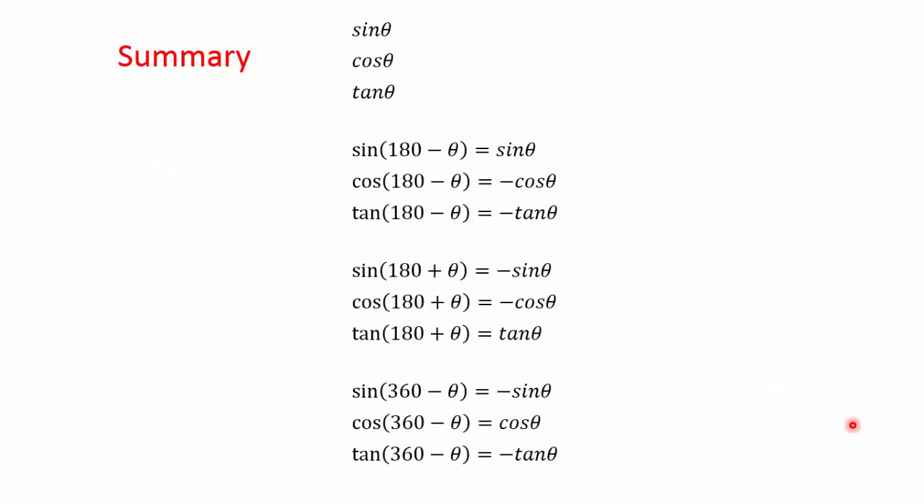So after all that, the following page is what you need to know. You need to know that when theta is between 0 and 90, everything stays the same. When it's between 90 and 180, these relationships hold. When it's between 180 and 270, these relationships hold. And when it's between 270 and 360, these relationships hold.